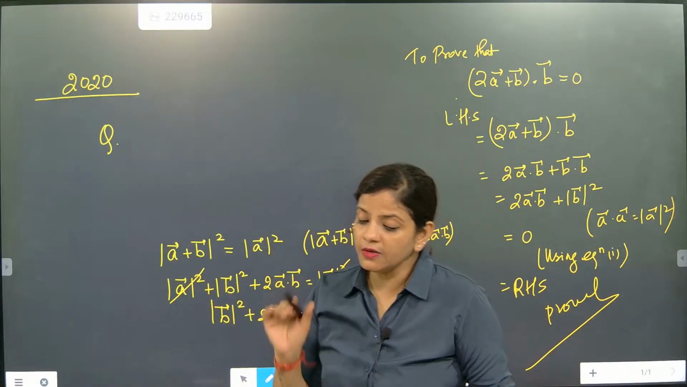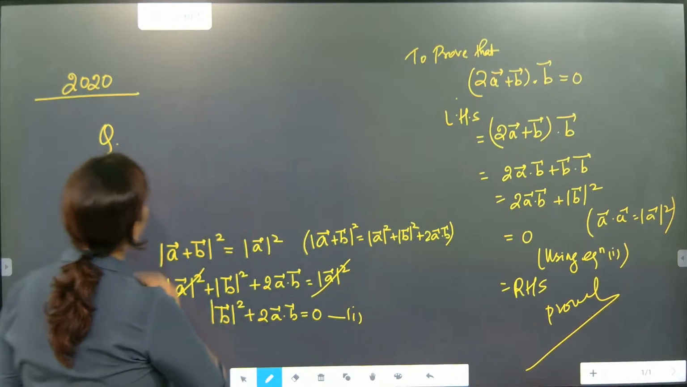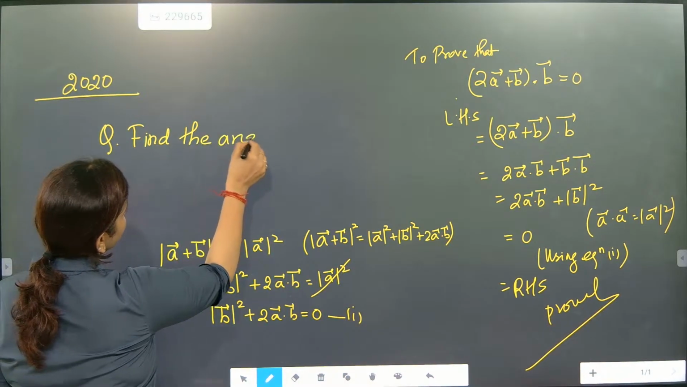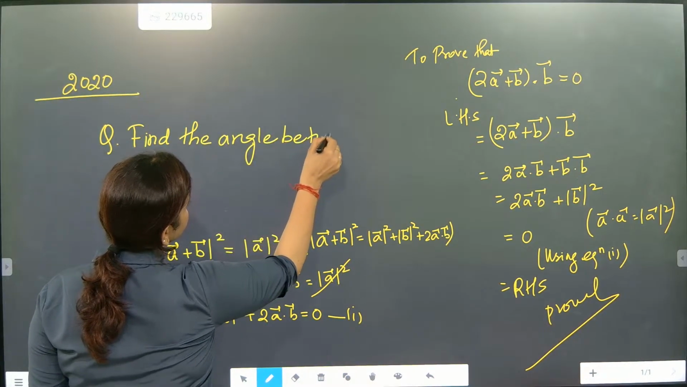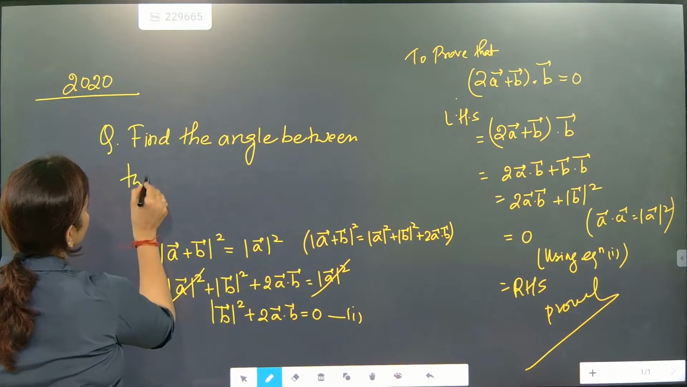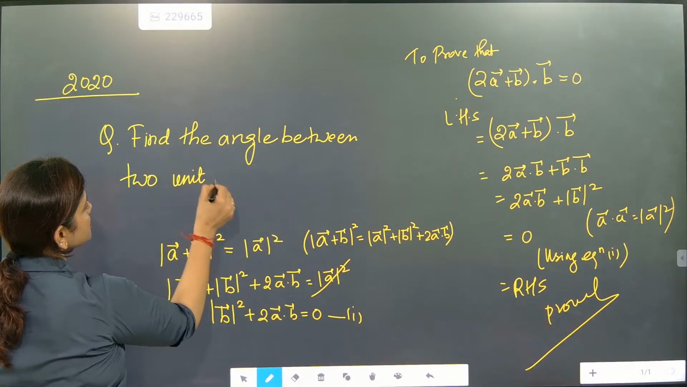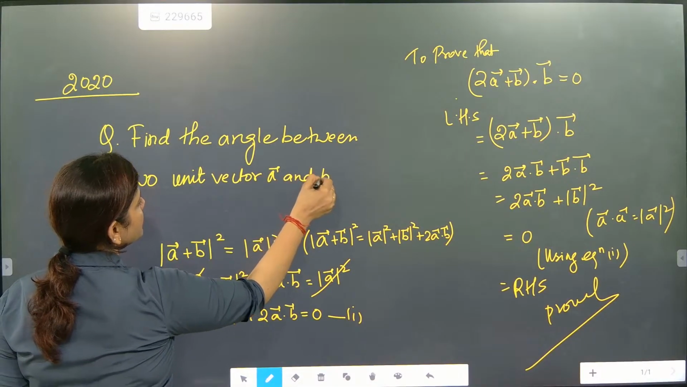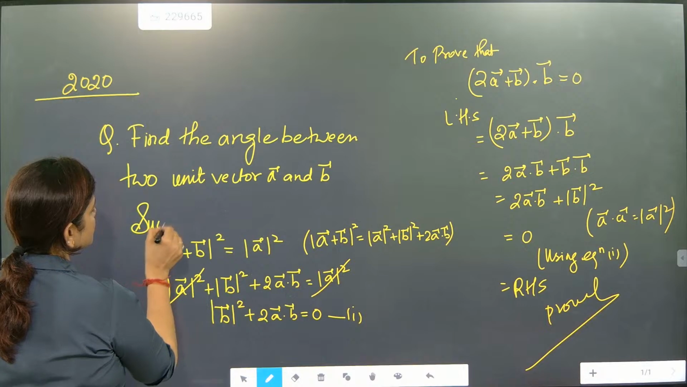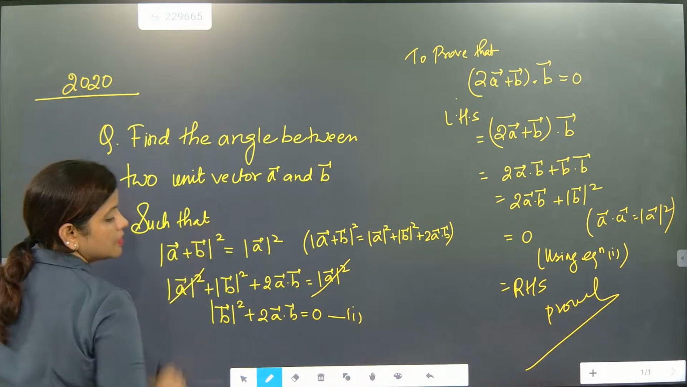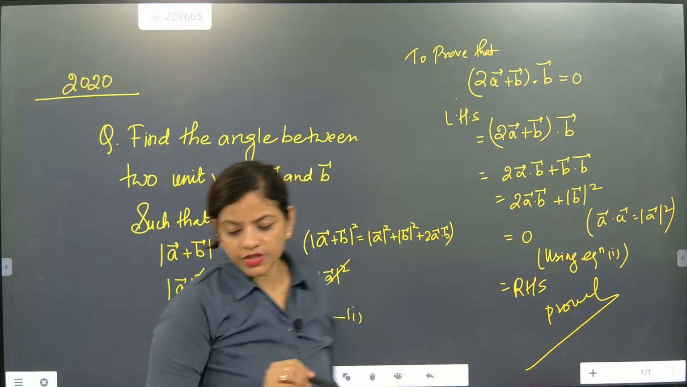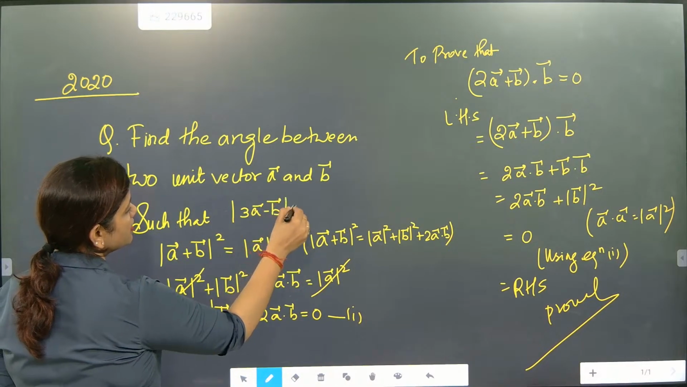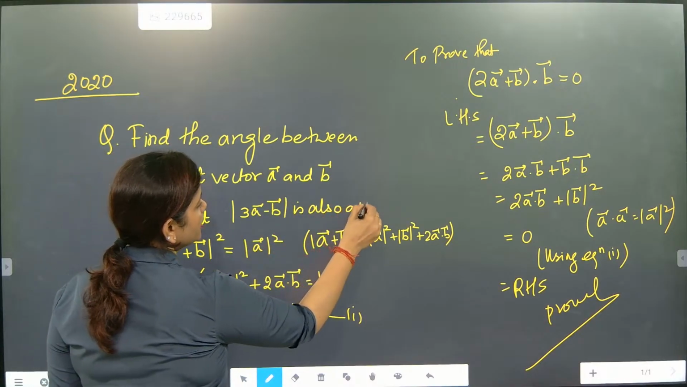You have to find the angle between two unit vectors, A vector and B vector, such that one more thing is given: modulus of 3A vector minus B vector is also a unit vector.